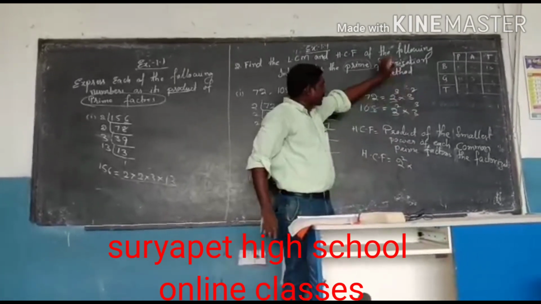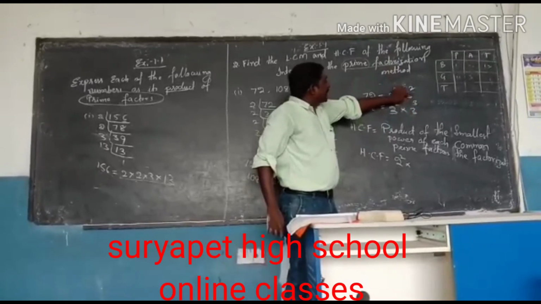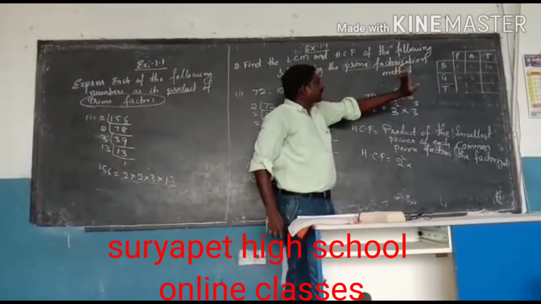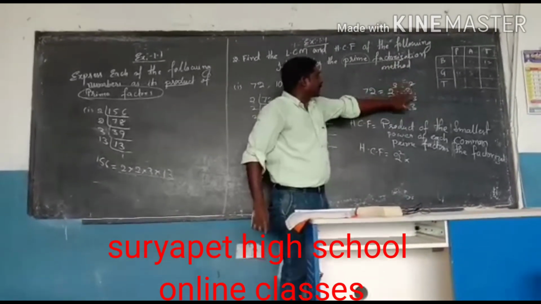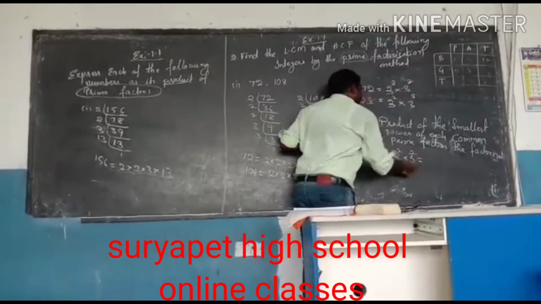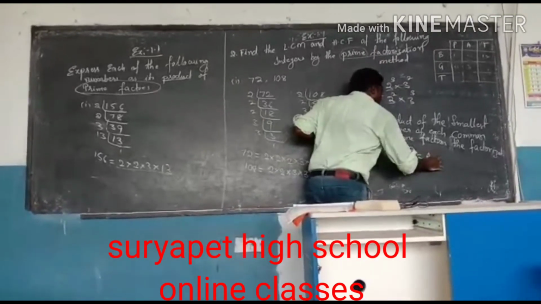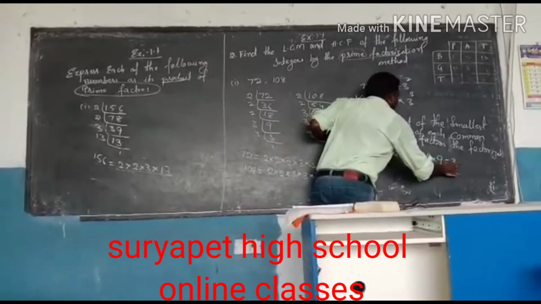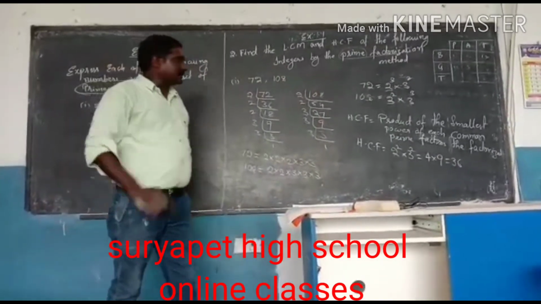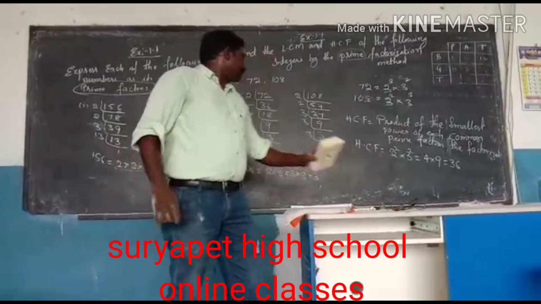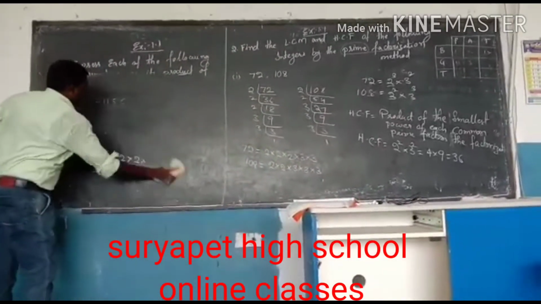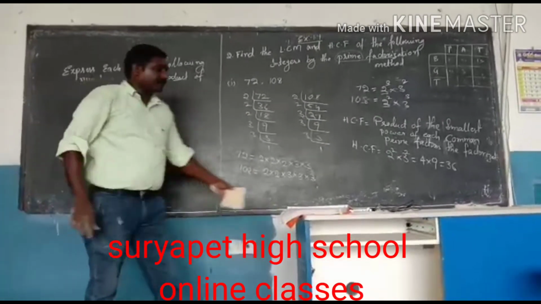Yes, 3 is common, so we will take the smallest. What is the smallest of these two? 3 square is the smallest, versus 3 cube. So we will take 3 square. 2 square means 4 and 3 square means 9. 4 nines are 36. Now I am explaining what the procedure is to find the LCM.